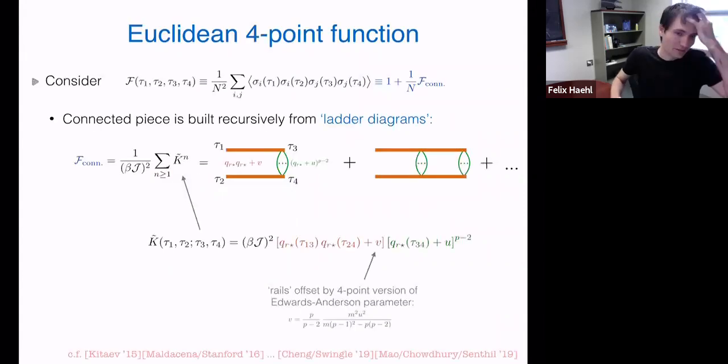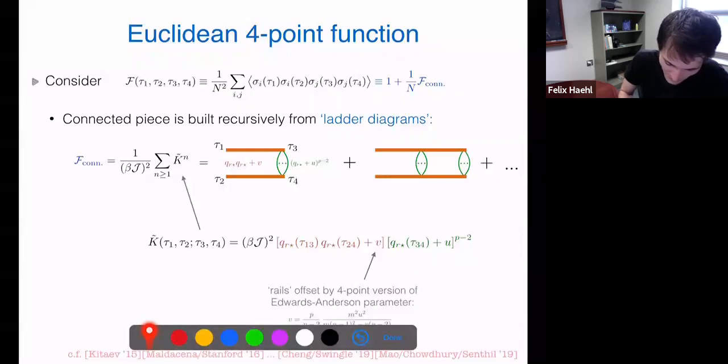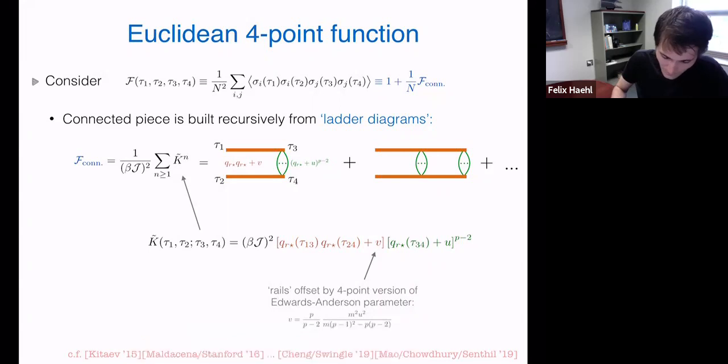So the last quantity I wanted to talk about is this four-point function and quantum chaos. So the four-point function concretely is a four-point function of these spins with pairwise equal indices, and we'll be interested in the connected piece of that. Sorry, I'm not sure if this is correctly normalized, but you know what I mean. We want the connected contribution to this, which you can construct recursively from ladder diagrams.